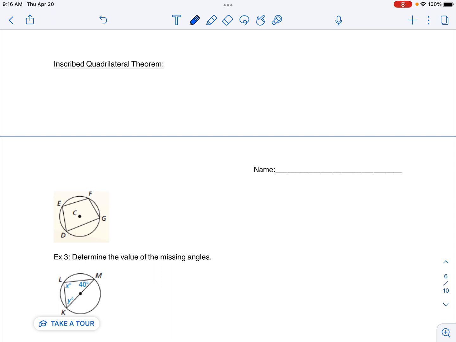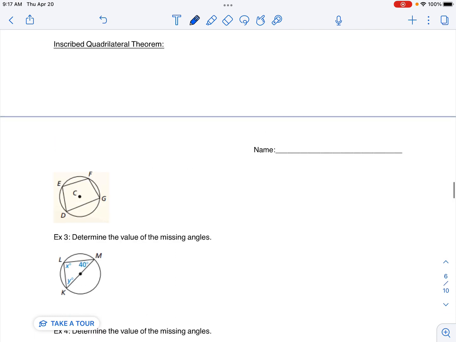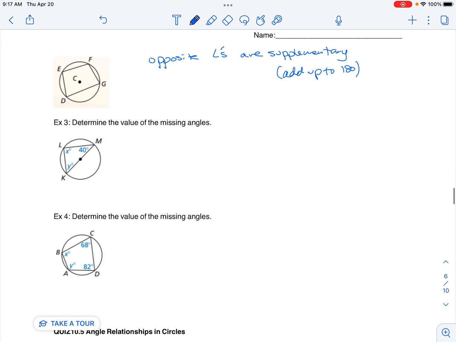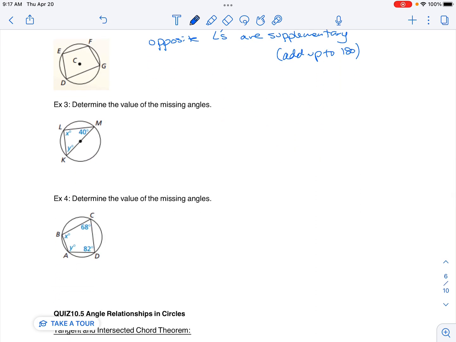Inscribed quadrilateral theorem. Let's see. Opposite angles are supplementary, aka they add up to 180. Again, just applying these different theorems.